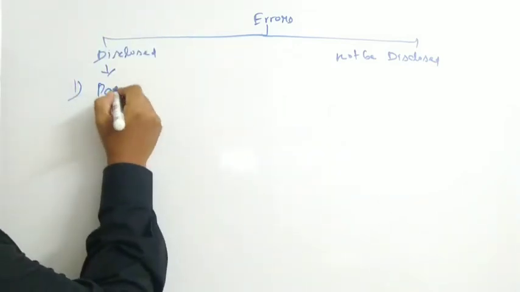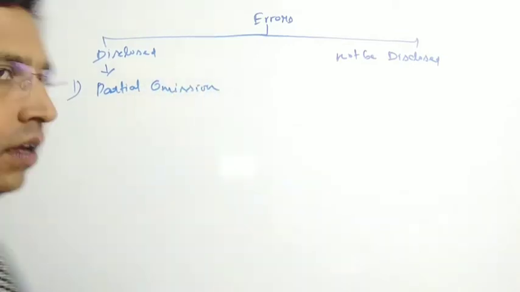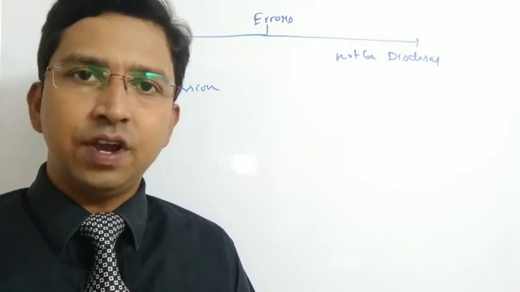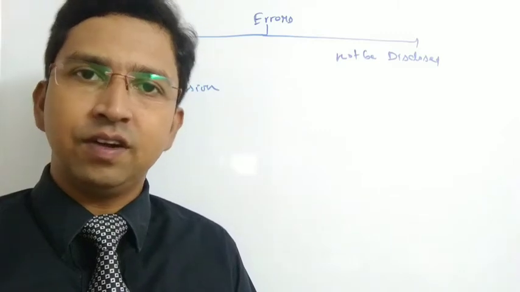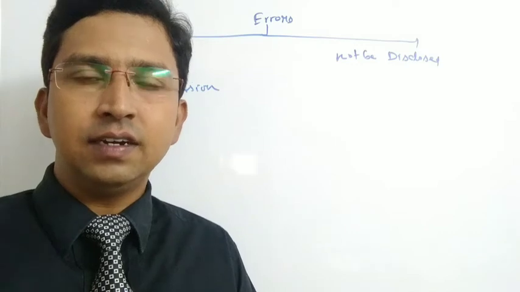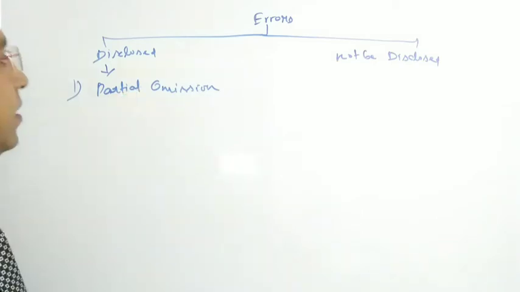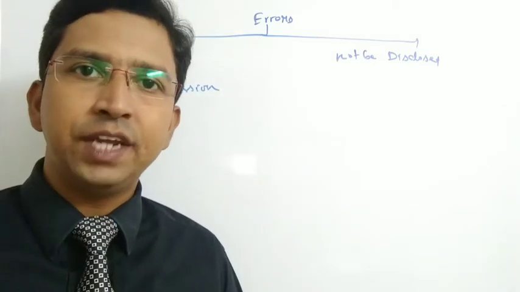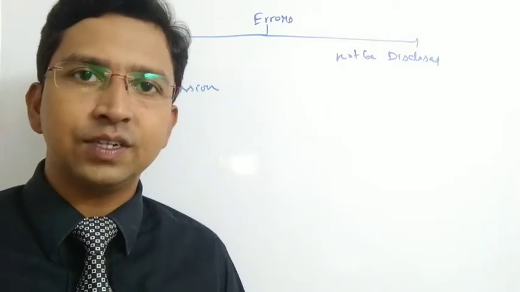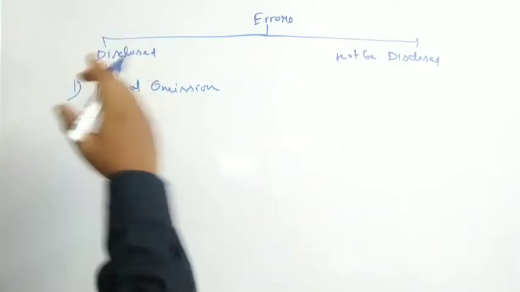First one is partial omission. As soon as we come across a transaction, we should take two accounts from it and record it. Instead of taking two accounts, if we take one account and the other account is left over without being considered, then it comes under this kind of error, partial omission. Amount paid to Raja account added to cash account. If we take the Raja account and fail to take the cash account, or if we take the cash account and fail to take the Raja account, then it comes under partial omission.